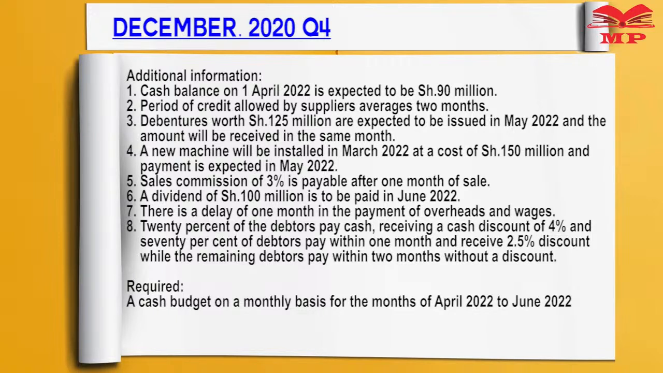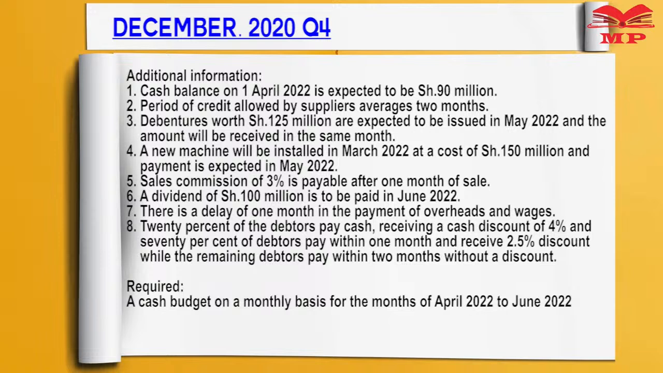So when is this payment to be made? Giving an example, when we have direct material purchases for the month of February, 2 months credit means those that were taken on credit in February are to be paid in April. So when we are preparing the cash budget, we will indicate that.